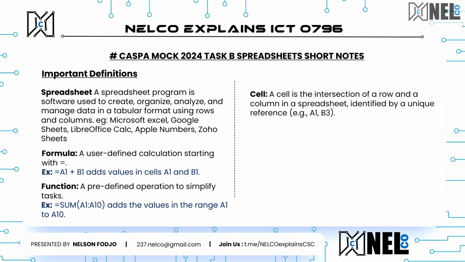Next, we have a cell. A cell is the intersection of a row and a column in a spreadsheet, identified by a unique reference. For example, A1, B1, C5, C17. Now let's look at operations on cells in Microsoft Excel.